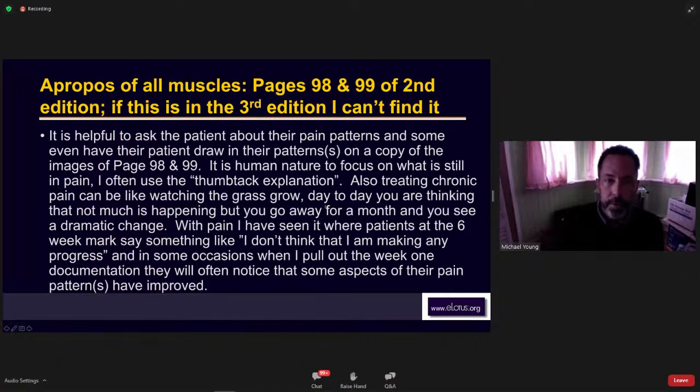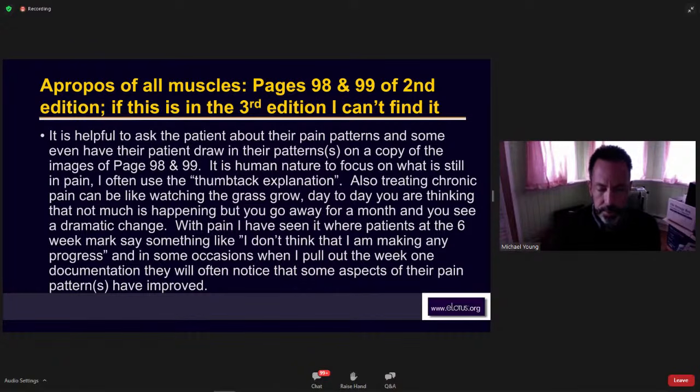so this is in the second edition. Let me talk about the books a little bit first. This second edition is still available. It's in two volumes, an upper body and a lower body. And then there's a third edition, which is relatively new, probably a couple of years old at this point. The third edition has more research in it.